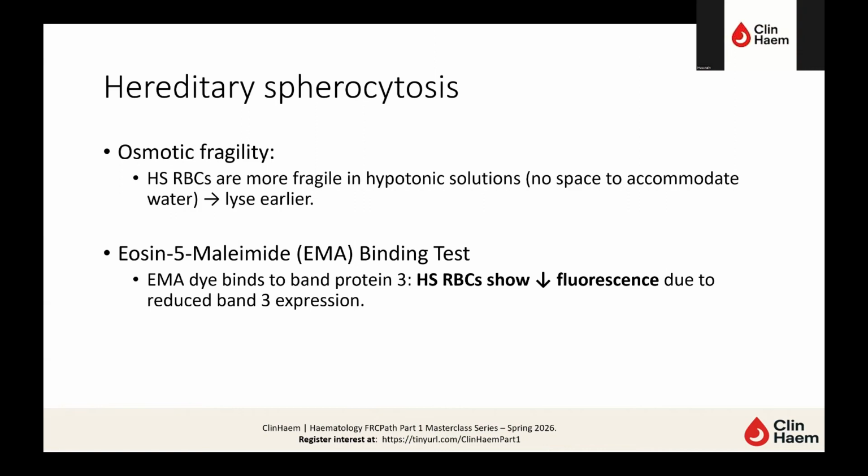So if you expose that to the dye, it is supposed to bind the protein. But if it's not there, it would show low fluorescence, and this will show reduced band 3 expression. I'll share a graph. I forgot to include it here, but I'll share it on the group, how it actually looks on paper, and they can easily give you that in an MCQ and ask what it shows and what the diagnosis is. HS red blood cells would have low fluorescence because of low band 3, normal would have more. That's all.